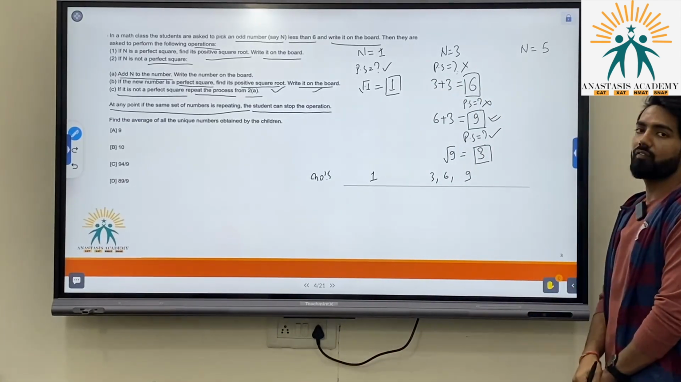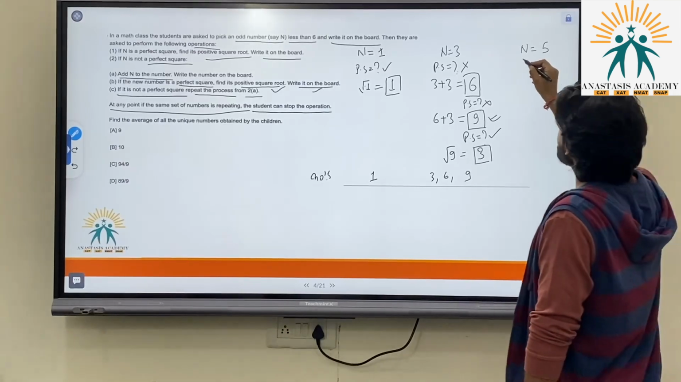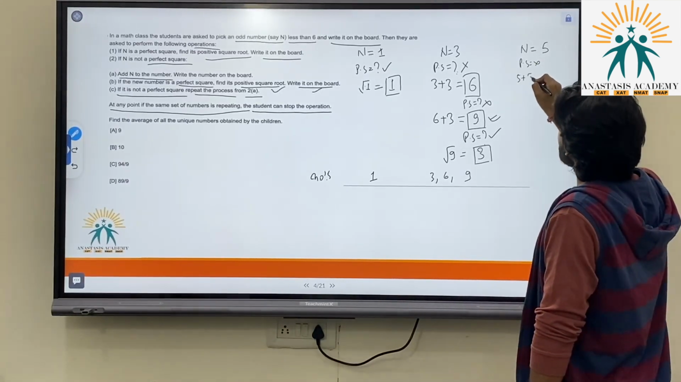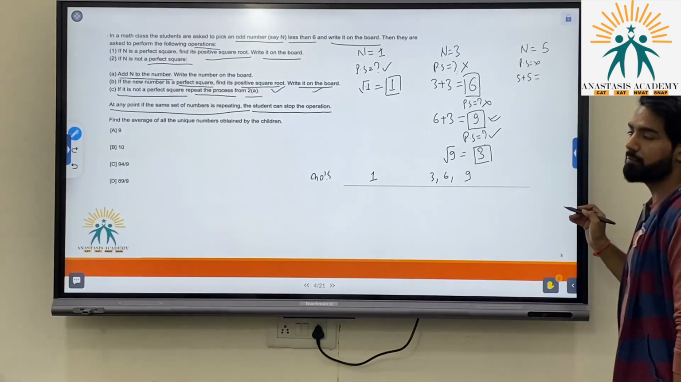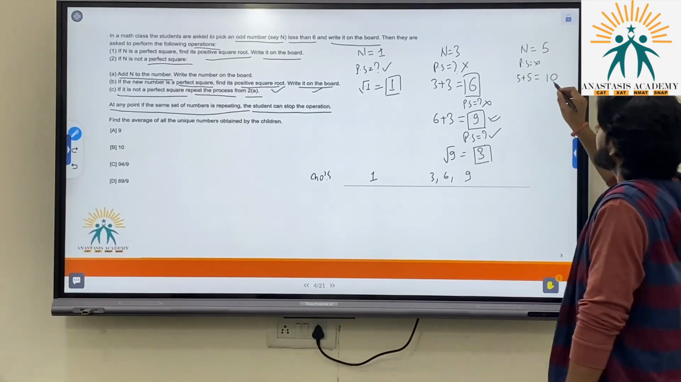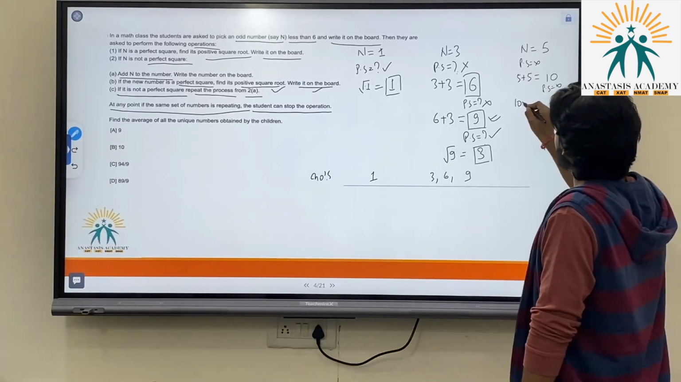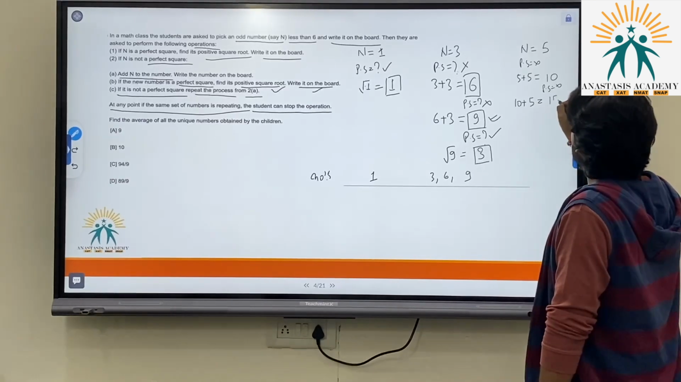Now the third case, when n is 5. Is it a perfect square? No, it is not a perfect square. So what I have to do is add n to the number. What do I get? 10. Is it a perfect square? No, it is not a perfect square. Then add n to the number.